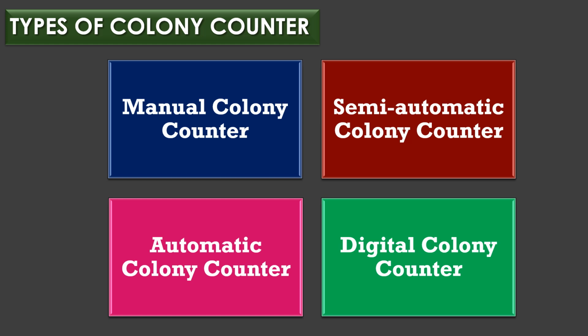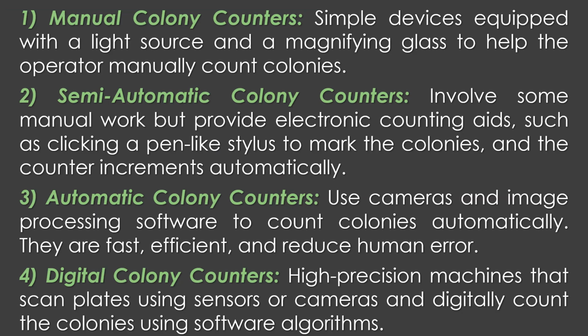Types of colony counter. There are 4 types of colony counter. They are manual colony counter, semi-automatic colony counter, automatic colony counter, and digital colony counter. The first type of colony counter is manual colony counter. The manual colony counters are simple devices equipped with a light source and a magnifying glass to help the operator manually count the colonies.